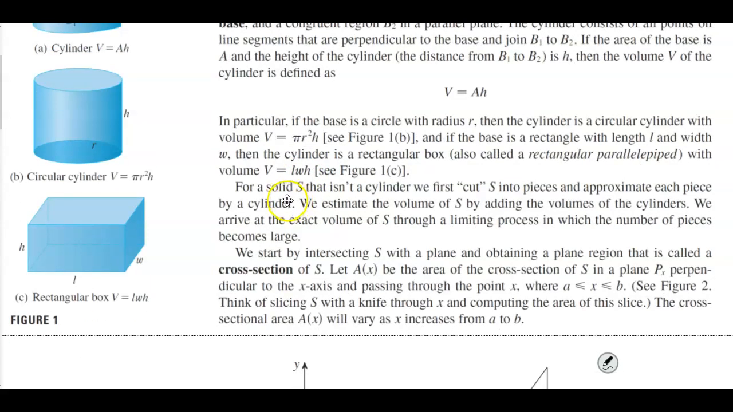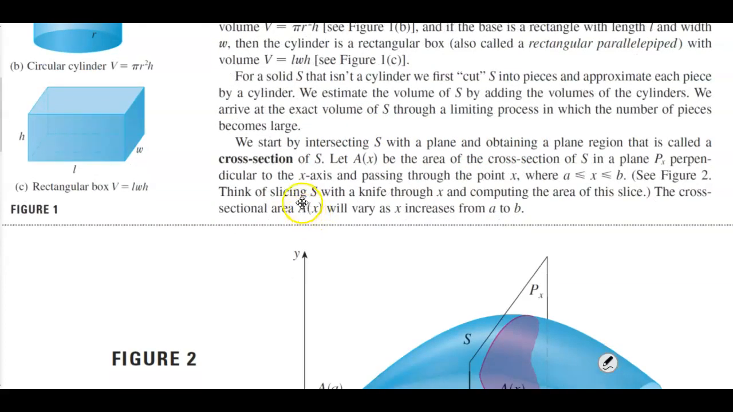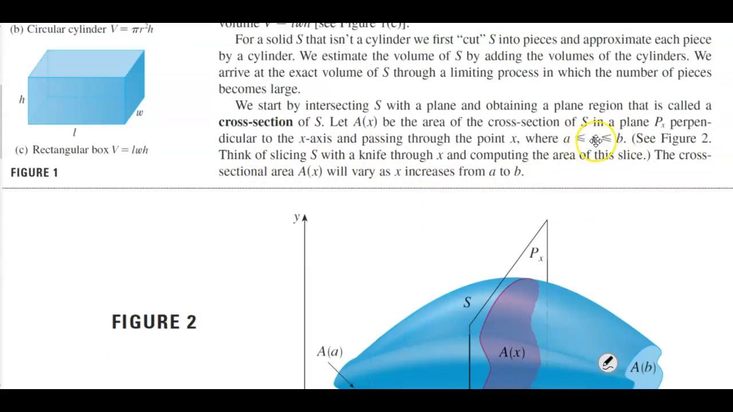Now for a solid S that isn't a cylinder, we first cut S into pieces and approximate each piece by a cylinder. We estimate the volume of S by adding the volumes of the cylinders, and we arrive at the exact volume of S through a limiting process in which the number of pieces becomes large. We start by intersecting S with a plane and obtaining a plane region called a cross section of S. We let A of x be the area of the cross section of S in the plane Px perpendicular to the x-axis and passing through the point x, where x is between a and b.